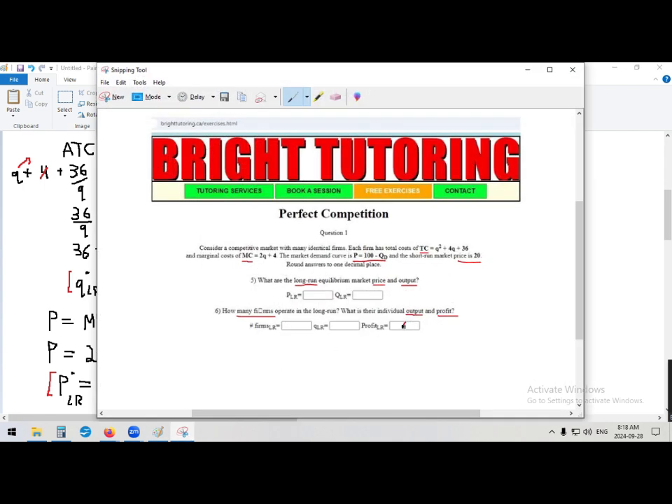So each firm has 0 profit in the long run because of the price war competition. They're producing 6 each. There's 14 firms selling at a market price of 16, and that gives us 84 in total for the market quantity. And that's how you do that question.